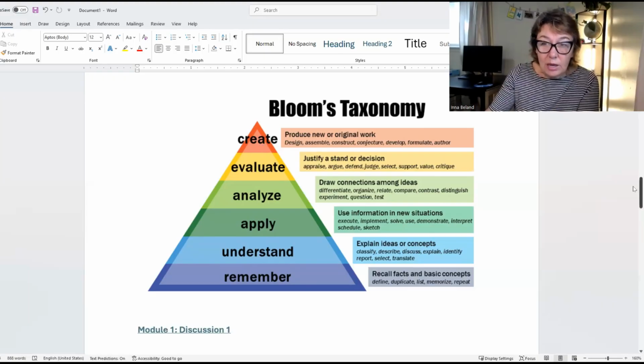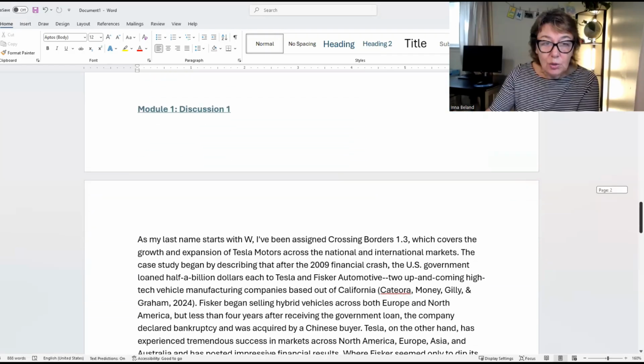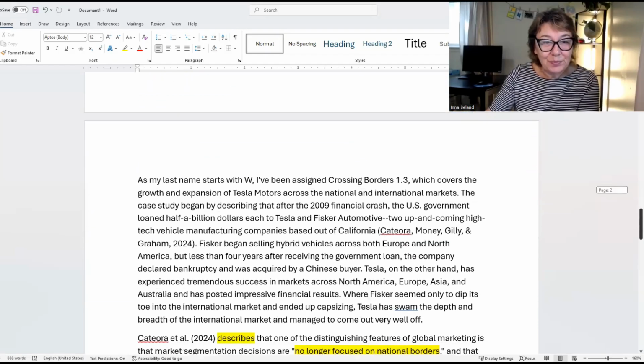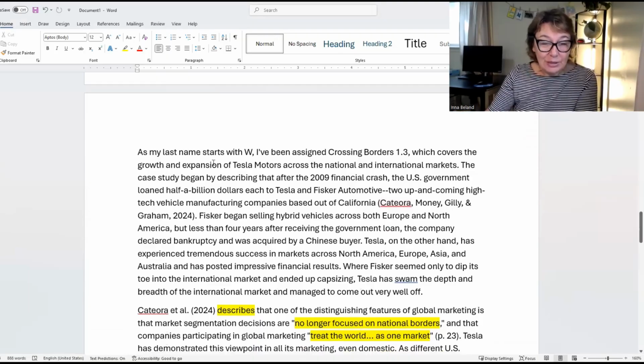So now we are moving to the post. For this particular class, as my last name starts with W, I have been assigned Crossing Borders 1.3, which covers the growth and expansion of Tesla Motors across the national and international markets. Okay, good introduction. Very clear explanation why this particular case study has been chosen.